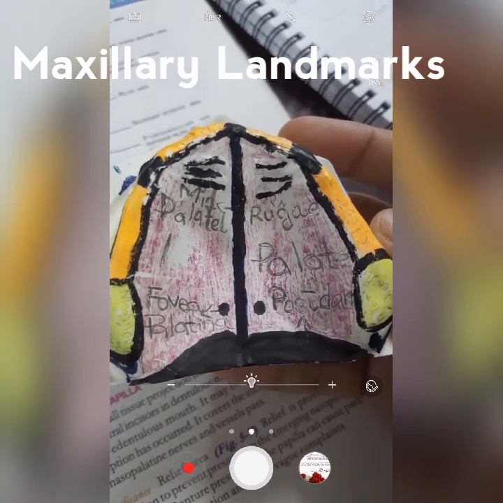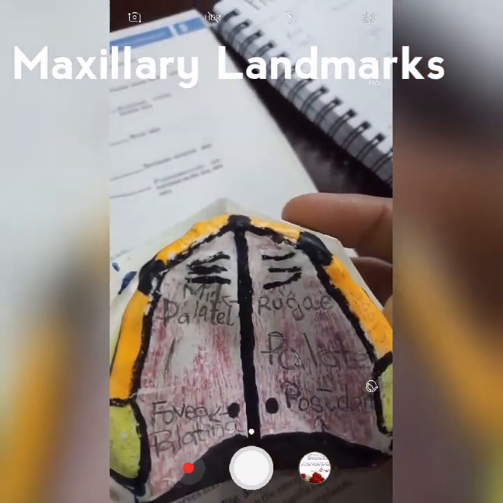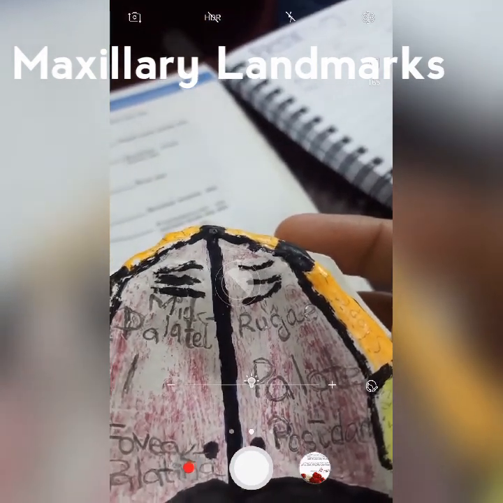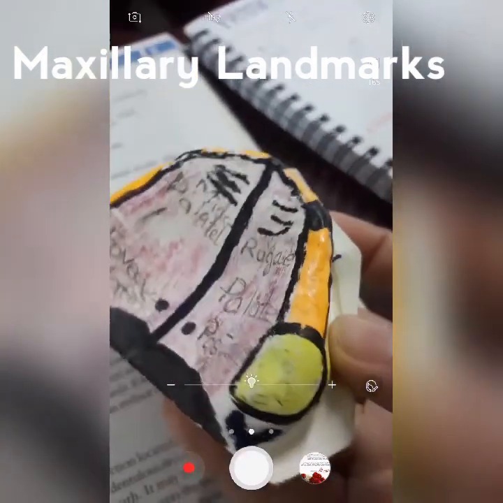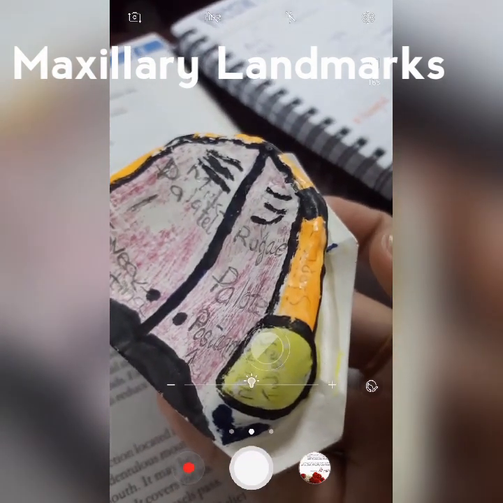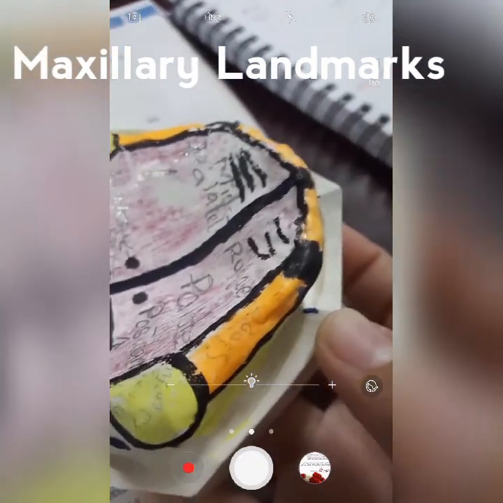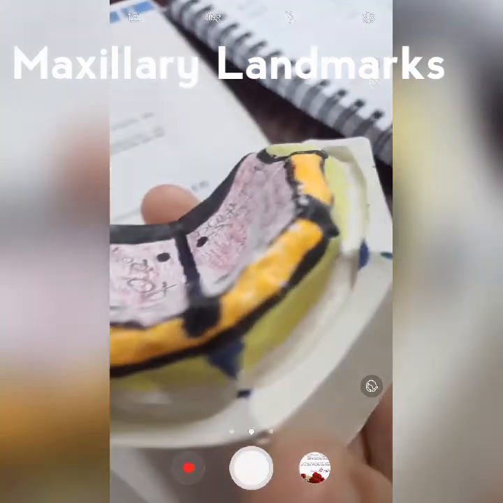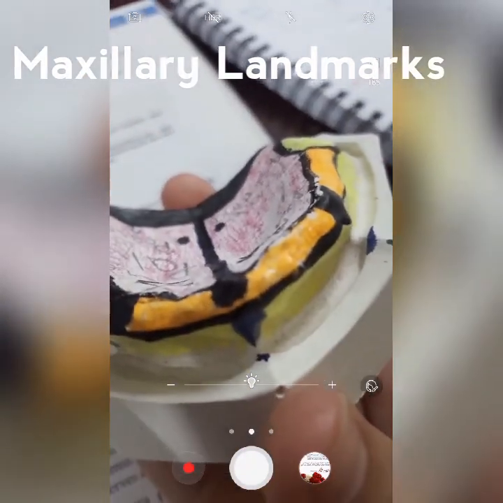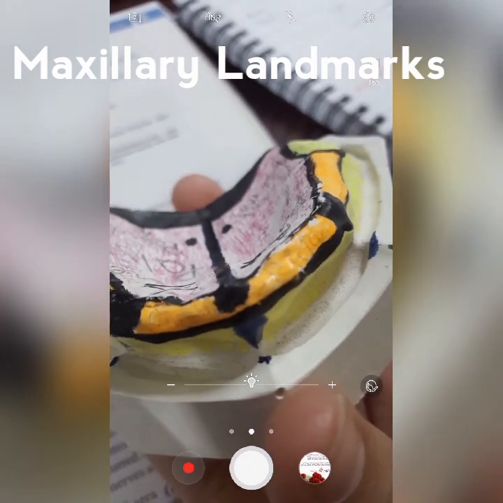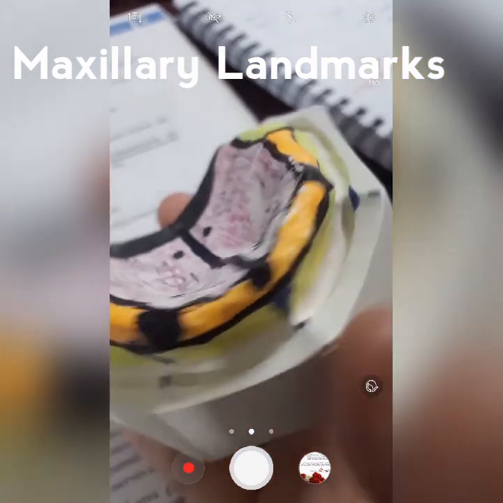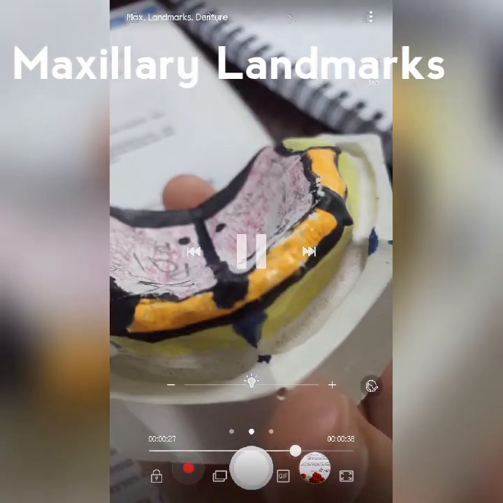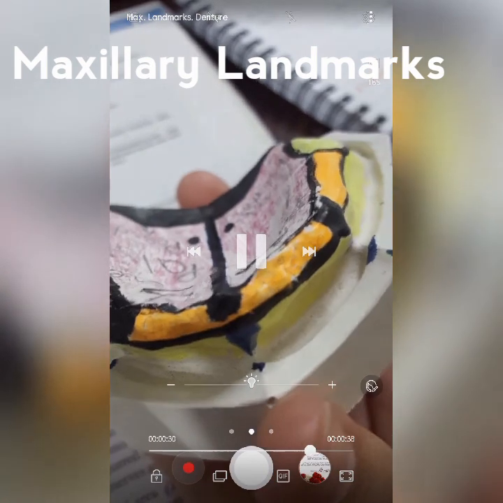The fovea palatina, the mid-palatine raphe and the rugae, and the maxillary tuberosity, the slopes, the incisive papilla, as well as the alveolar ridge. You can also see the labial frenum over there. Could you see that? The labial frenum over here, marked in black.